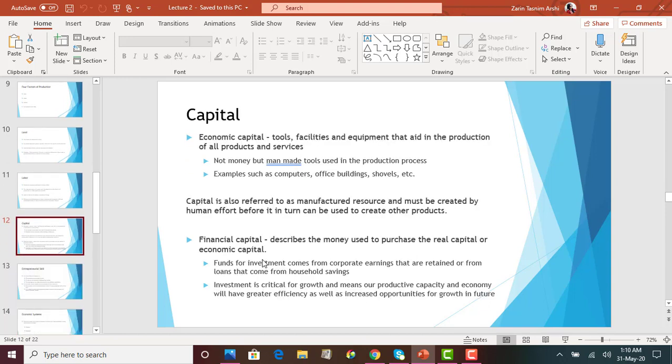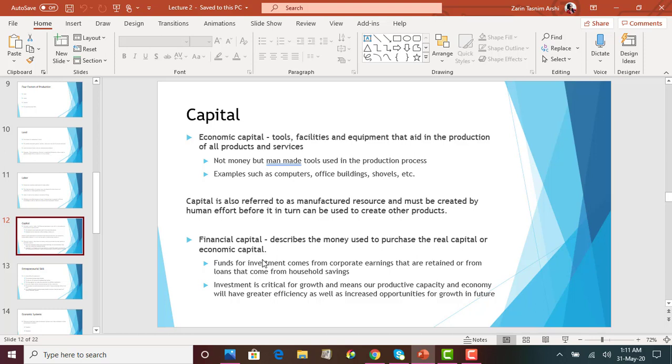The third one is called capital. Now, capital can be divided into two types. One is the economic capital, and the other is the financial capital. Economic capital basically means all types of man-made tools, facilities, and equipment that are needed for the production of goods and services. So when we are using any type of machines to produce goods and services, let's say in order to produce clothes, we need stitching machines.